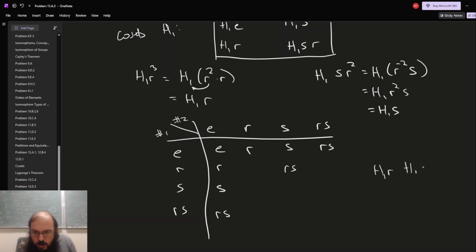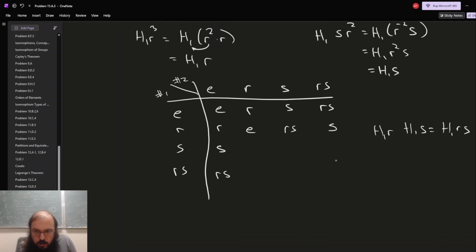H1R, H1S is evidently H1RS. And then H1R and H1R, those make E because R squared is in H1. And that makes this one forced to be S because of the Sudoku property. I feel like it's been a very long time since we discussed the Sudoku property, but here it is at work for us. And actually, with this information out of the way, we're pretty much ready to finish. Let's just do one or two more lines and then we'll clean up.